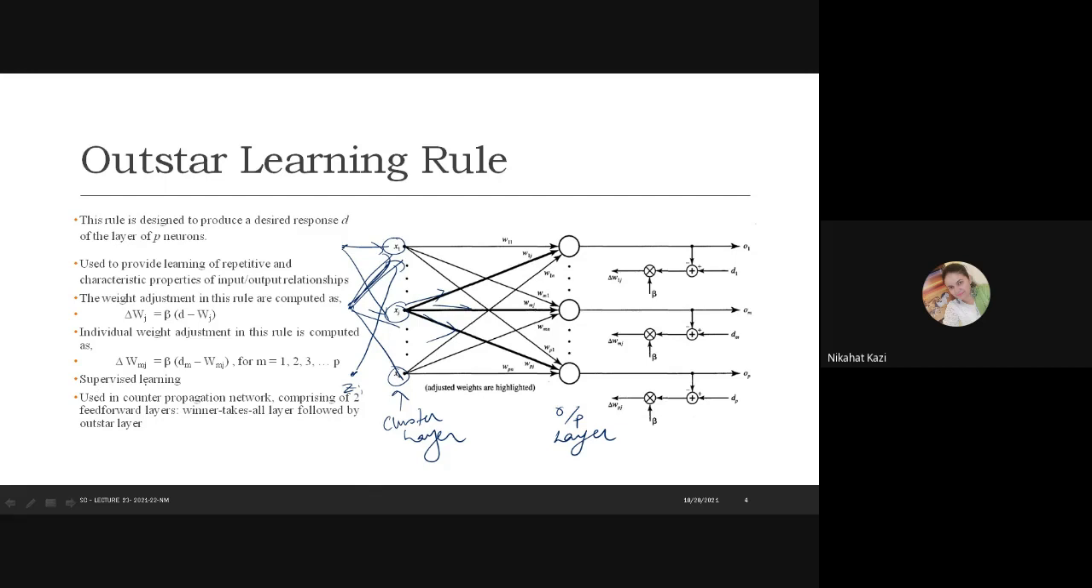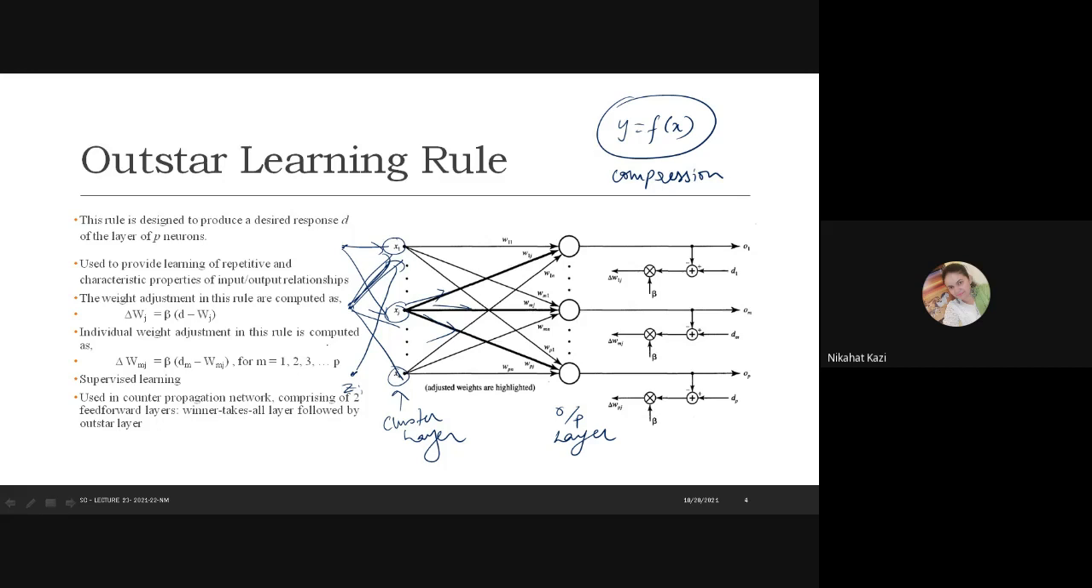Now, what is the application of these counter propagation networks? It is actually used for some mapping from some input to output. So y is equal to f of x, kind of a mapping you want to approximate, you can do it using counter propagation network. Or if you want to go for some kind of a compression, you can go for counter propagation network. So these are applications.